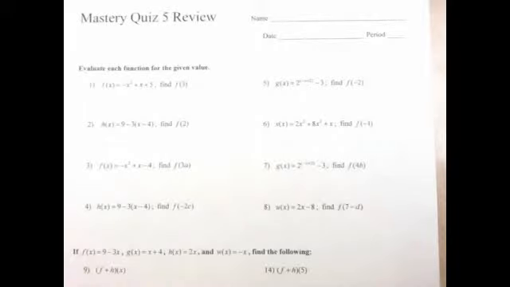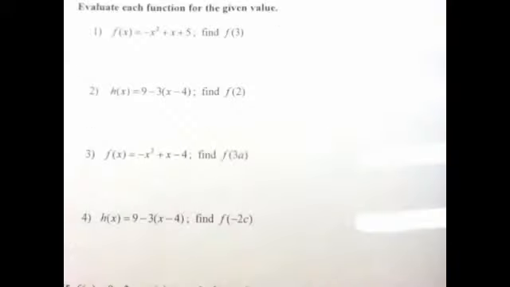Alright, time for the solutions for the Mastery Quiz 5 review. When you get to these ones, it tells you what a function is, and then it tells you to evaluate. So you need whatever's in the parentheses, and you put it in for all the x's of your function, whichever one it is, and then compute. So this is what we're going to do.